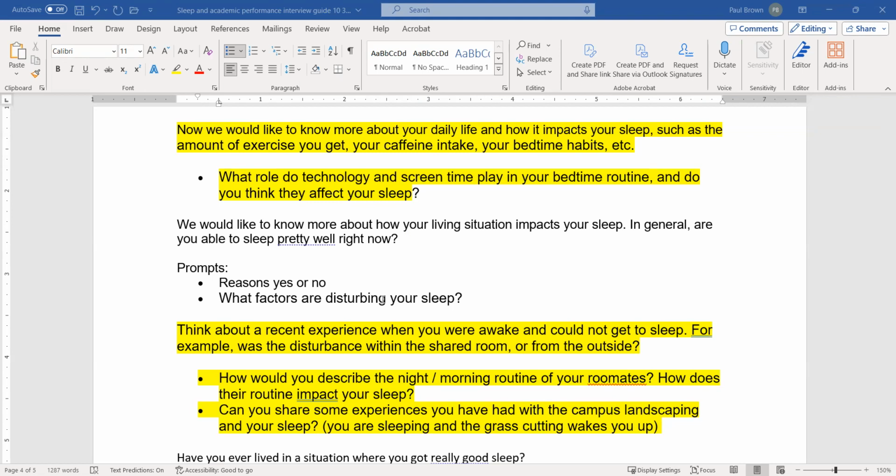I think you probably want to stay away from identifying specific dorms, just on campus, other than that. It doesn't really matter. For the purpose of what we're doing, all that matters is that we're identifying that they live in a place that's noisy on campus.